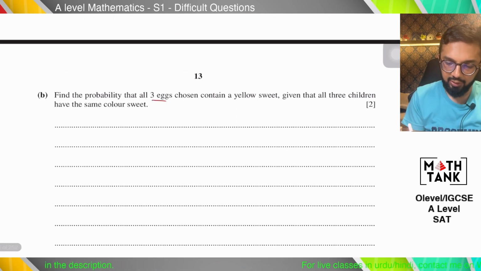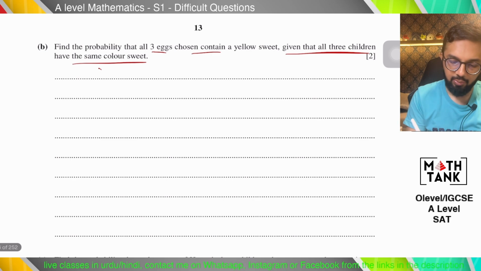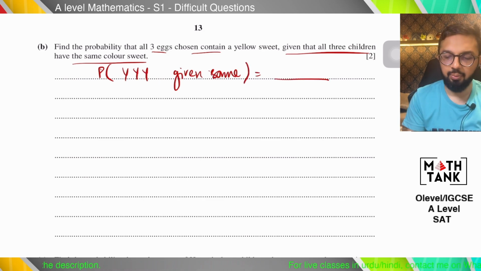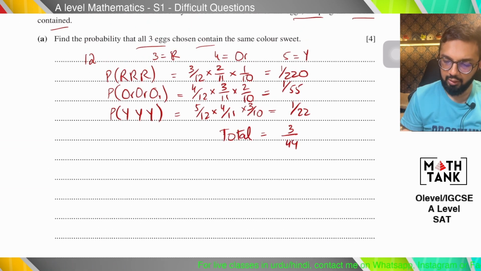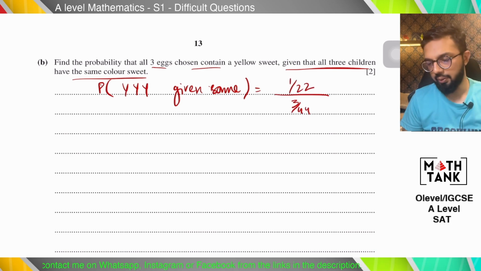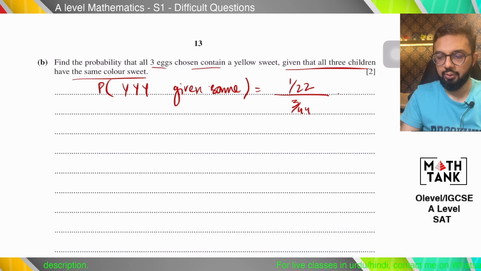Okay, it says find the probability that all three eggs chosen contain a yellow, given that all three children have the same colored sweet. Okay, so this is conditional probability, given same, yellow, yellow, yellow. I think that's also very simple. I can just write 1 over 22 over 3 over 44. 3 over 44 and yellow, yellow, yellow was 1 over 22. It's 2/3, I think.